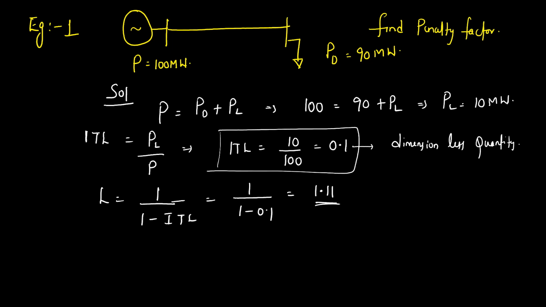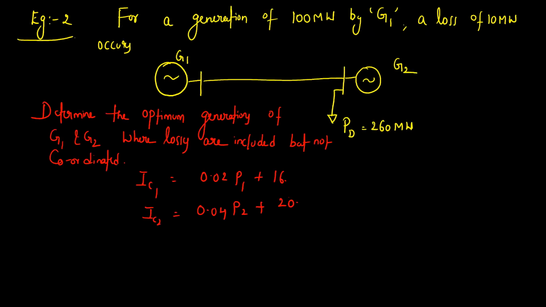What is the unit of beta coefficient? Megawatt inverse. You have to remember these things. For a generation of 100 megawatt by G1, a loss of 10 megawatt will occur, and the total load connected at generator 2 is 260 megawatt. So determine the optimum generations of G1 and G2 where the losses are included but not coordinated. The incremental cost of 2 units are given.